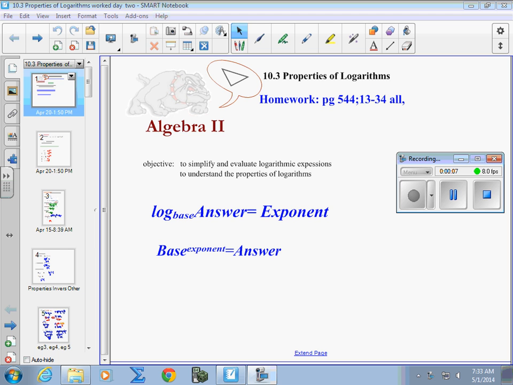Homework exercises are 13 through 34, all.